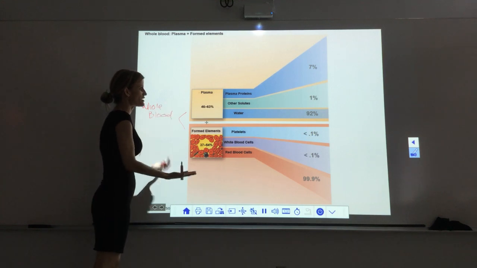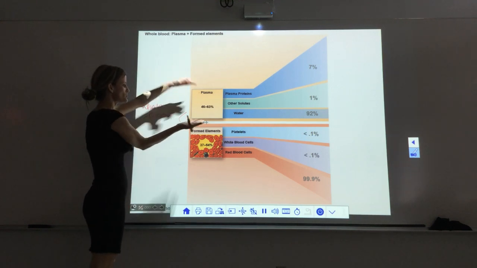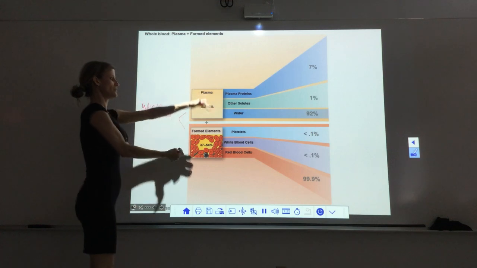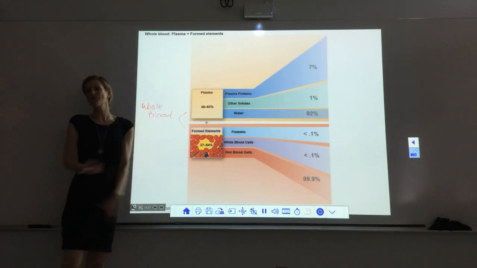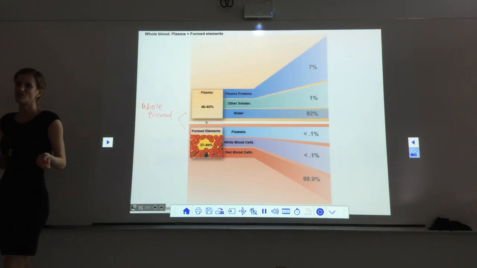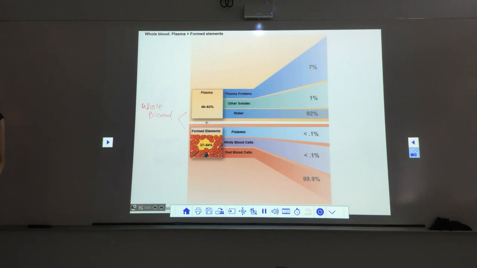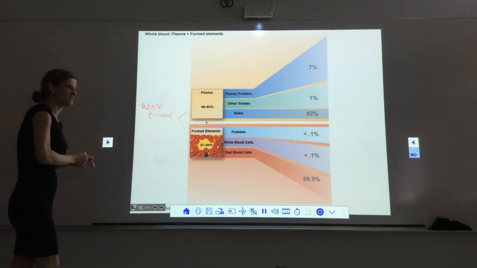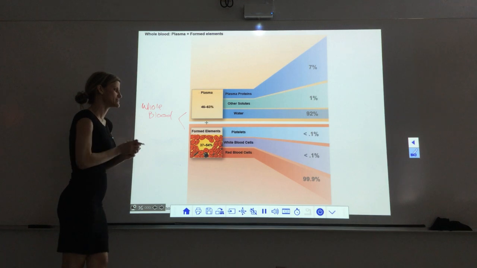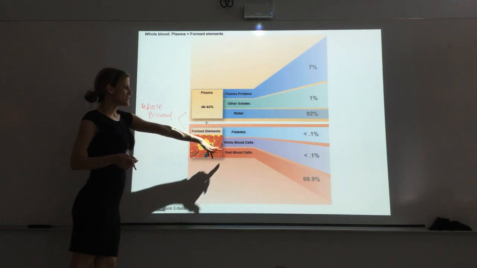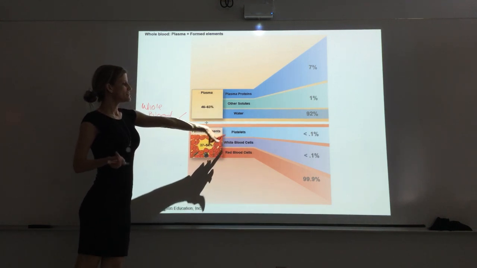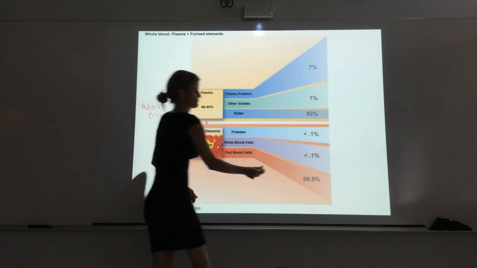We can separate it, which we'll talk about in a second, into its two different components, the plasma and the formed elements. The plasma, again, is mostly water, over 90% water. Then we've got a bunch of proteins, and then some other solutes dissolved in it, like nutrients and vitamins and ions. Formed elements, again, are red blood cells, white blood cells, and platelets. Check those out.